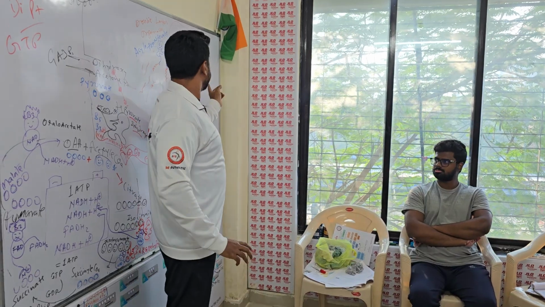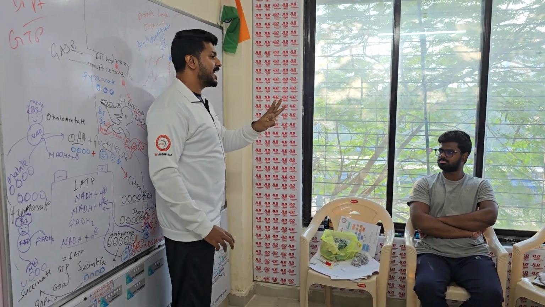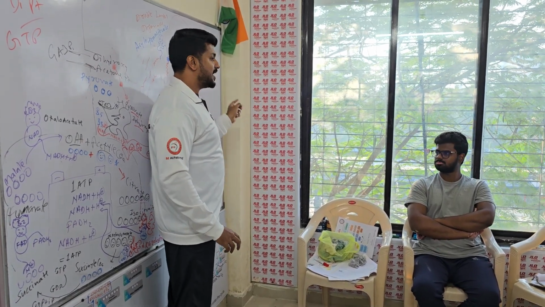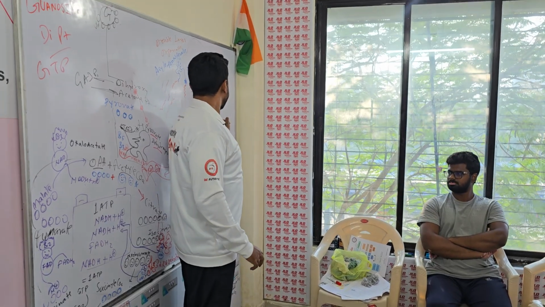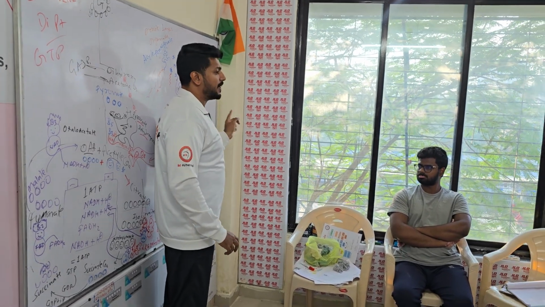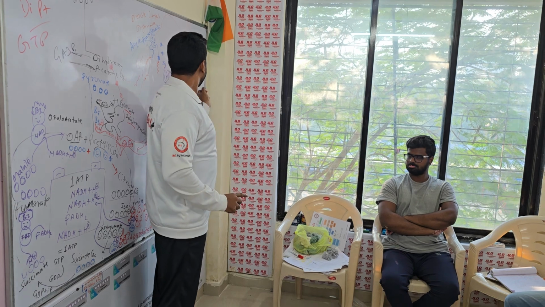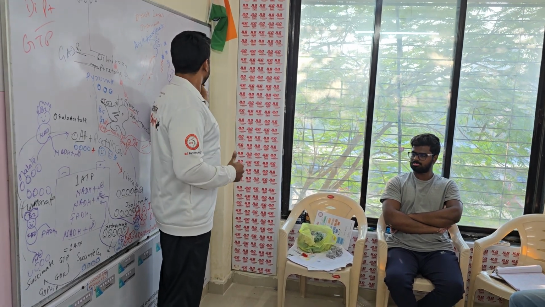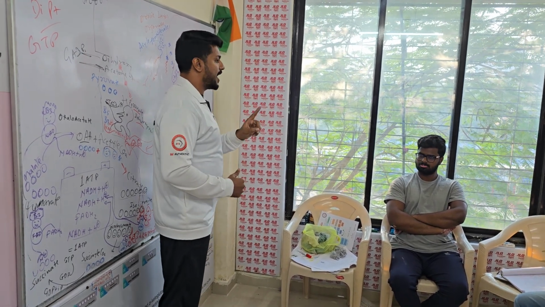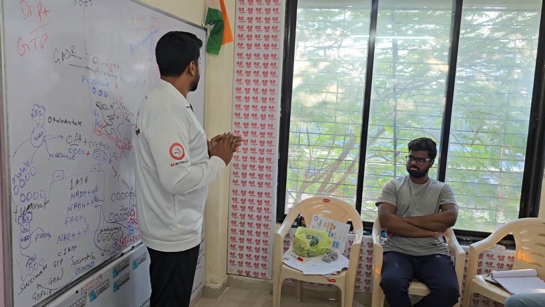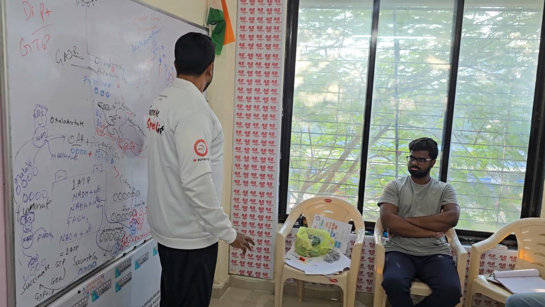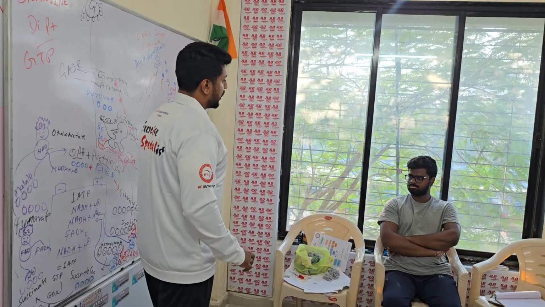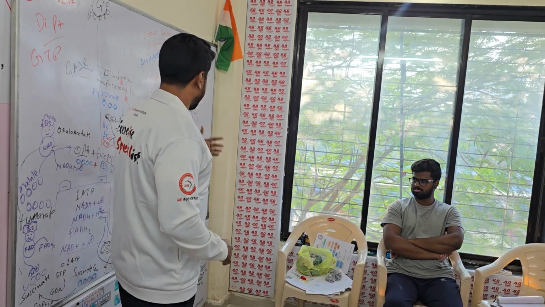So NADH plus H plus is 3 ATP, FADH2 is 2 ATP, and acetyl CoA in the Krebs cycle will become 12 ATP. So that I will explain next. But in total, one fatty acid will give you 17 ATP. How this acetyl CoA becomes 12 ATP is the next thing.